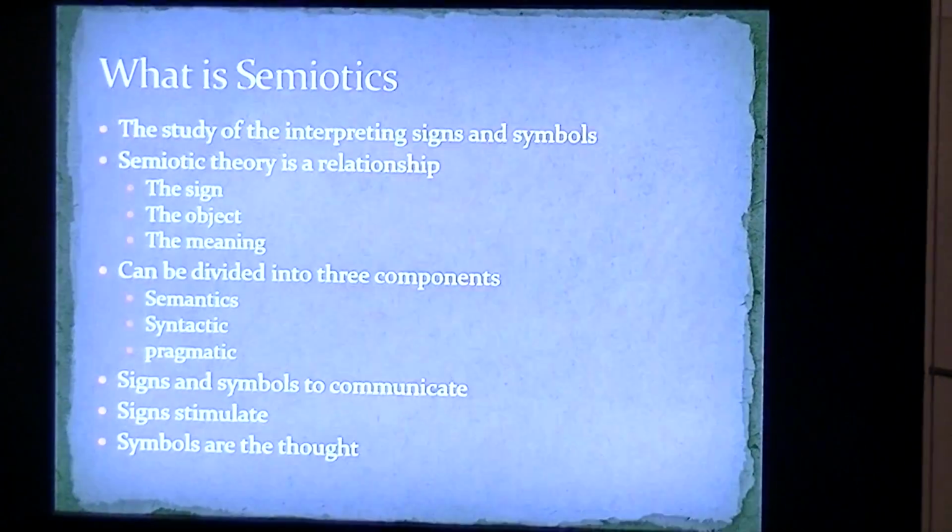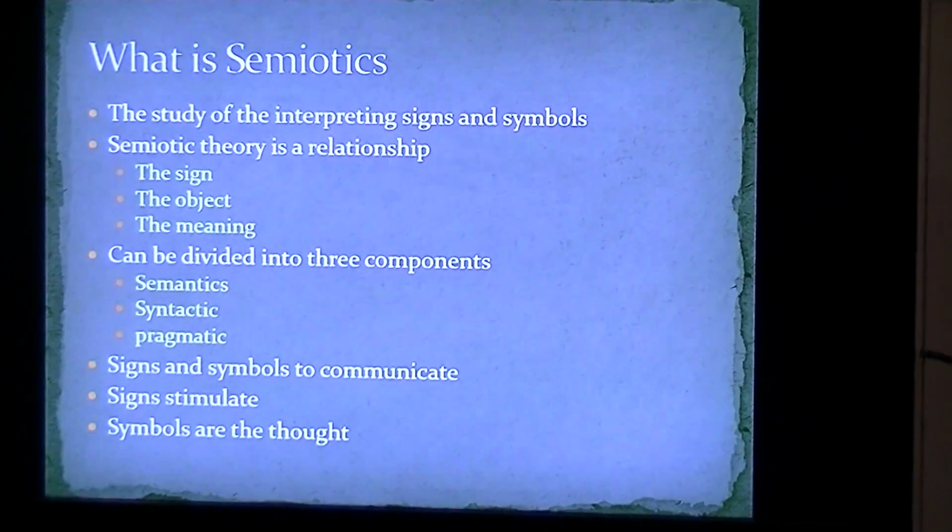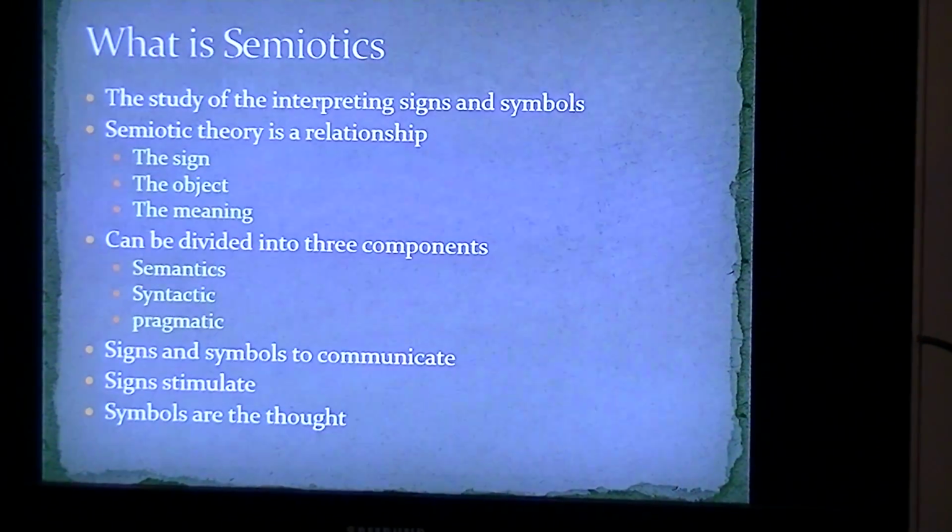So this semiotic theory is the study of signs and symbols and how we interpret that. Semiotic theory is a relationship between the sign, the object, and the meaning. It can be divided into three components: semantics, syntactic, and pragmatic.